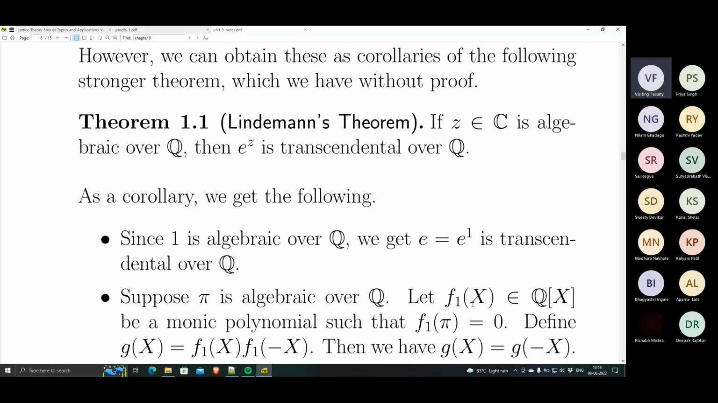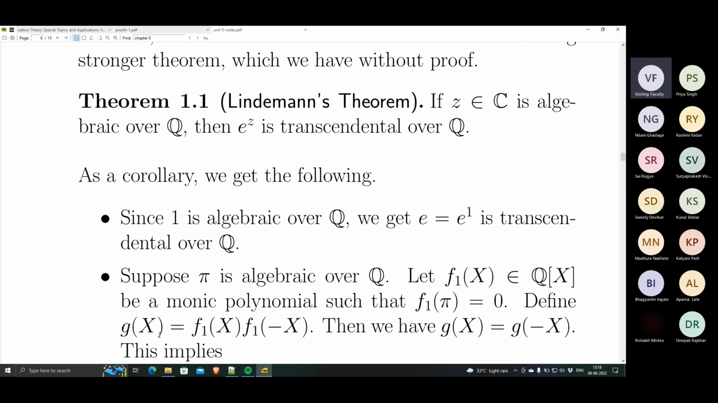Now I'm going to move around with this polynomial. I'm going to define some other things using this polynomial f1. Let me define a new polynomial g of x to be f1 of x times f1 of minus x. So pay attention to this. This is a trick that we sometimes use to create new polynomials from older ones.